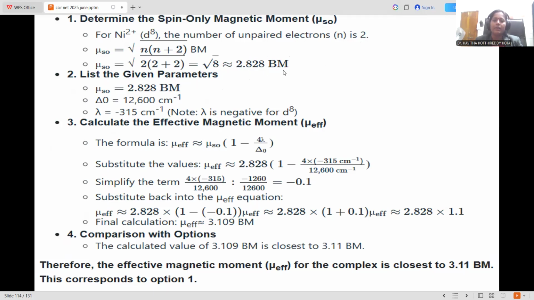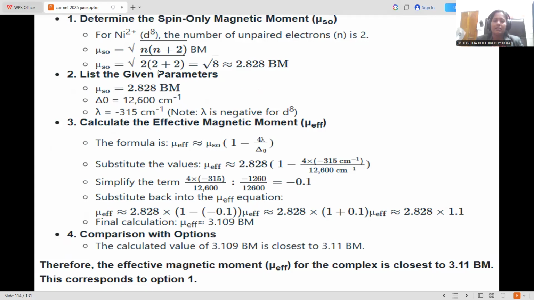It's very clear. But we have an excited state within the compound, so that's the reason there is an orbital contribution. There is a provision for further calculation. So mu spin only was just calculated as 2.828 Bohr magnetons, and delta naught, the crystal field splitting of the octahedral complex, is indicated as 12,600 centimeter inverse, and lambda, the spin orbit coupling constant, is provided as minus 315 centimeter inverse.